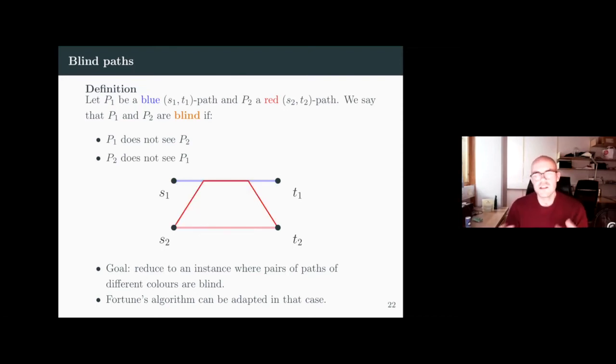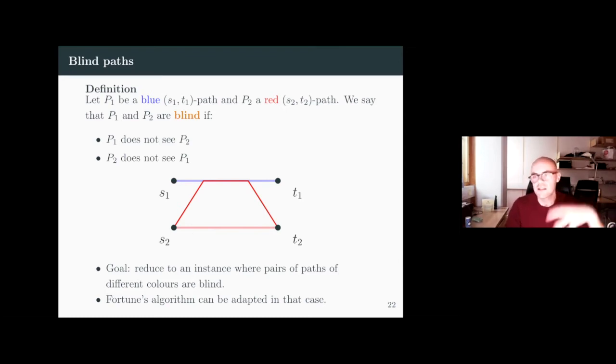So the definition of blind is a bit weaker than what we had before, because before we said, oh yes, I have a blue domain and a red domain, and there is no edge which can appear in both paths. Here it's not exactly that, because you have these paths, and then you know that there is a solution to this request, so that the red path can never be used by any of the blue paths between here. Okay, so it's a bit weaker, but actually it's enough for us to make Fortune's algorithm work in this case.